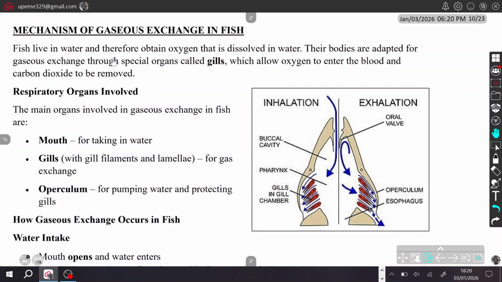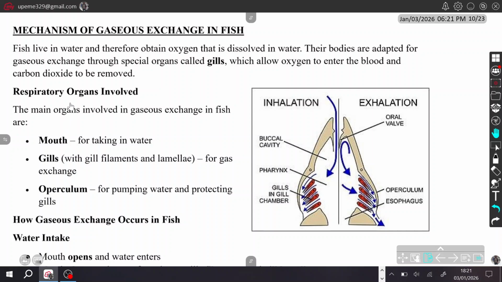So here we are saying that their bodies are adapted for gaseous exchange through special organs called gills, which allow oxygen to enter the blood and carbon dioxide to be removed. All right, so that's how it is. The body of a fish, because it lives in water, is adapted for that type of gaseous exchange through a special organ called a gill, which allows oxygen to enter the blood and carbon dioxide to be removed.